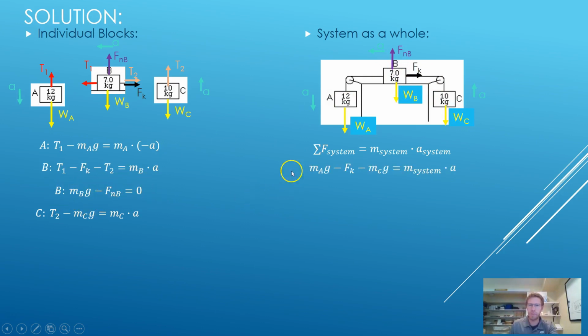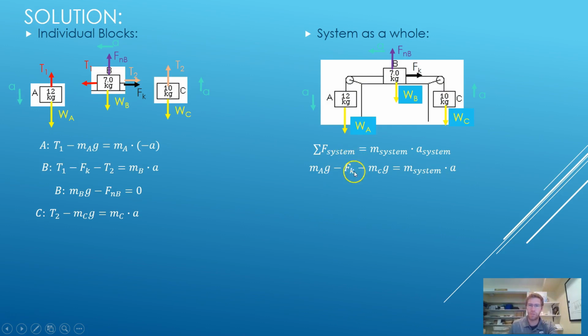So when you set this up, what you have is a positive mAg minus the force of friction minus mCg equals ma for the system. Keep in mind, this m is the mass of the whole system: mass A plus mass B plus mass C, the whole system. Okay, so cool, sounds good. From there, we should be able to solve.